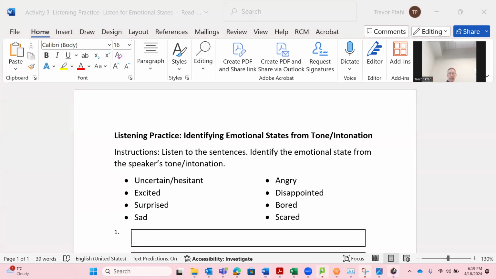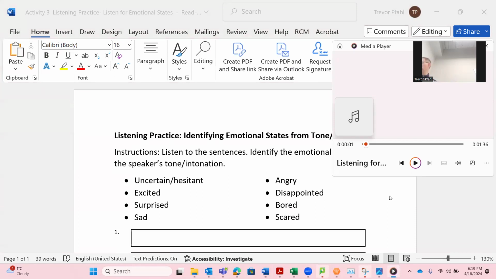So let me go to the conversation and turn the sound up. Hopefully it's not too loud. As we listen, we'll do 1 and 2 and then stop and talk about it, and then we'll listen to the rest of them.